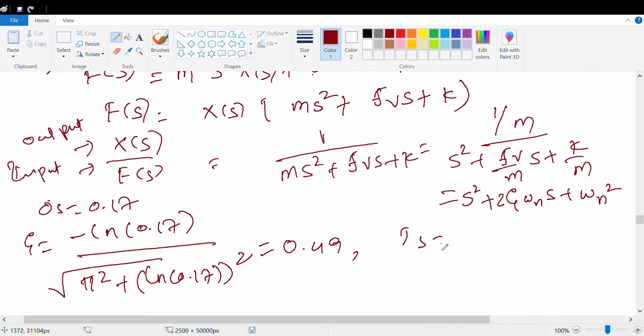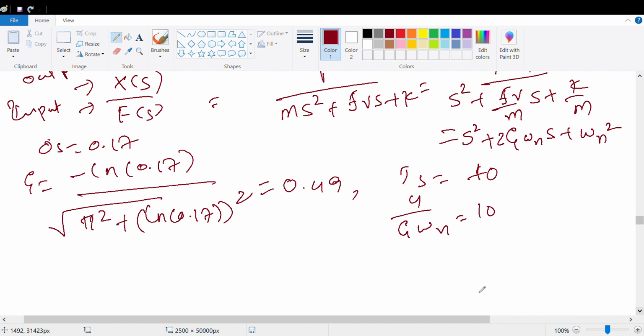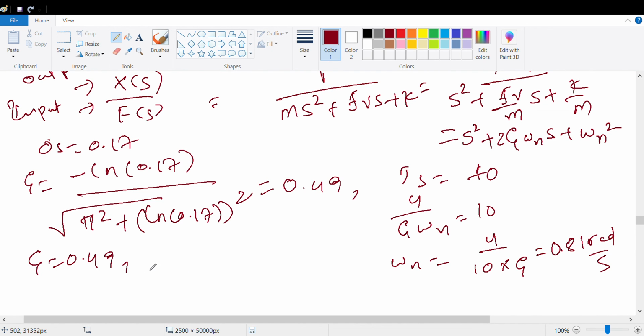They have given one more: settling time is 10. So 4 by zeta omega n is 10. Therefore omega n is 4 divided by 10 times zeta, which gives 0.81. So we got zeta 0.49 and omega n 0.81, and k is 1.